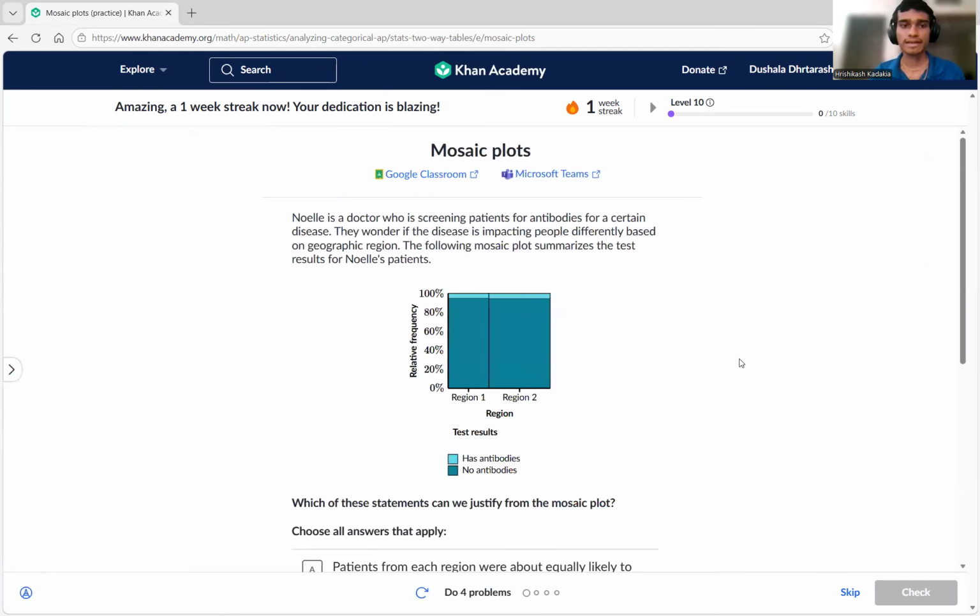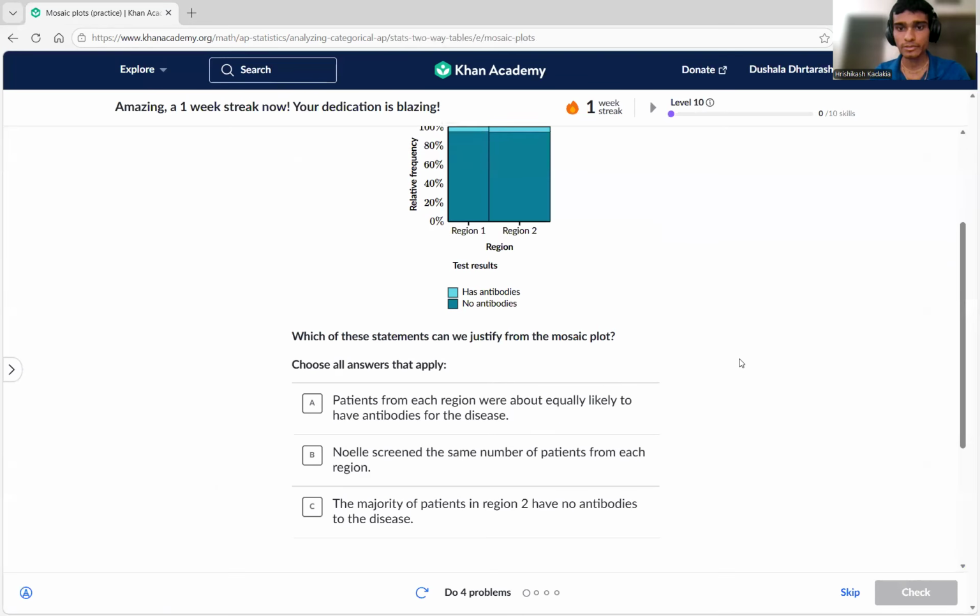Some mosaic plots are like this. Here it says Noel is a doctor who's screening patients for antibodies for a certain disease. Maybe the disease is impacting people differently based on geographic region. The following mosaic plot summarizes the test results for Noel's patients. The following statements can be justified from the mosaic plot.